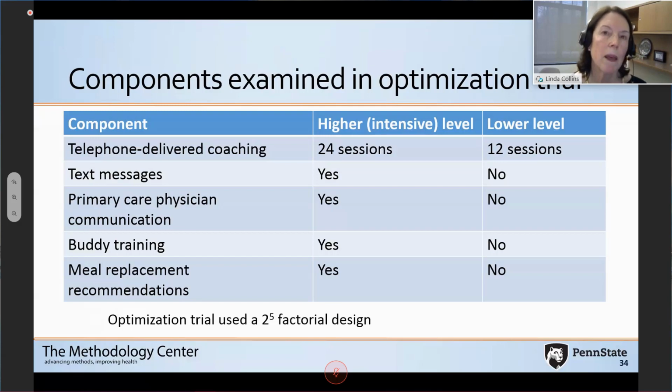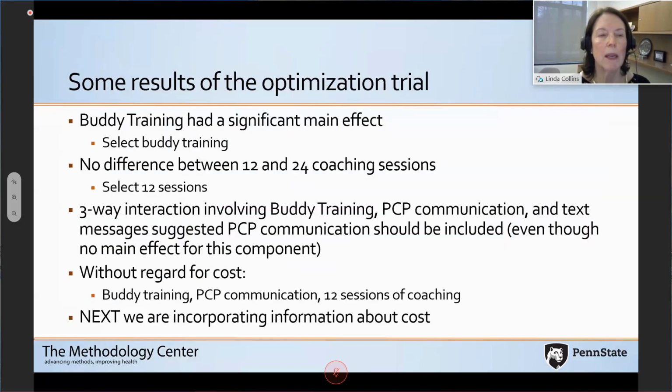Everyone had to be in the study, everyone had to be able to identify a buddy, but people were randomly assigned to have their buddy get special training or not. And then meal replacement recommendations. This was a 2 to the 5th factorial design. Again, 2 by 2 by 2 by 2 by 2 factorial design. So some results of the optimization trial, which was concluded fairly recently.